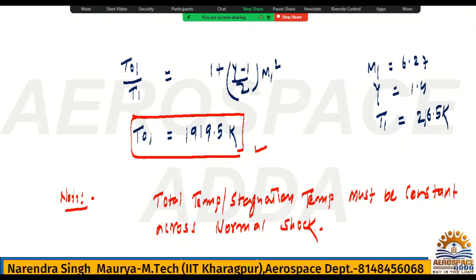Total temperature will be constant because total temperature will change when we are adding heat or rejecting heat from the system. And the system is the normal shock, a very thin layer, and we are not adding any heat from an outside source, and we are not rejecting heat from the normal shock, hence total temperature must be constant. The objective question they are asking: is T1 greater than T2, T02 greater than T01, or T01 is equal to T02? So always remember T01 is equal to T02. Done.